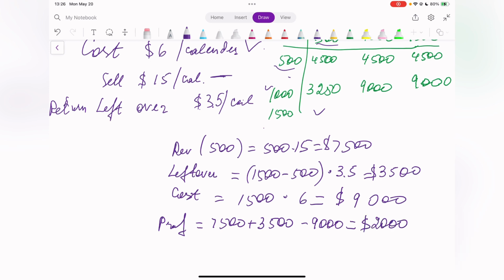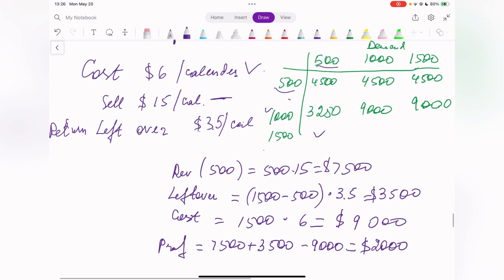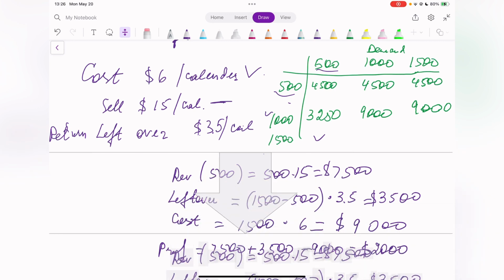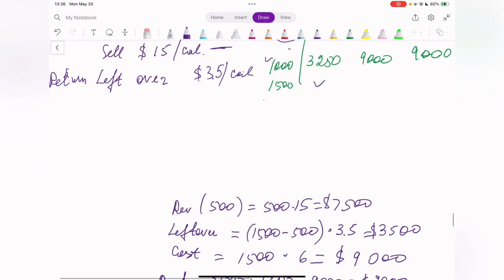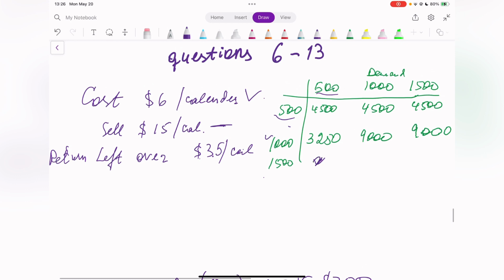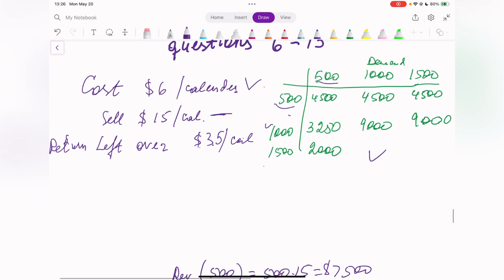All right. Next one, it's gonna be 1,500 supply, 1,000 demand. Let me write down. This is 2,000. And this one. Okay, let's do this one now.